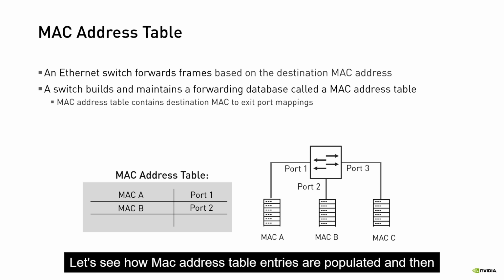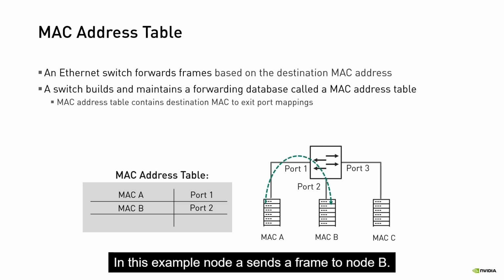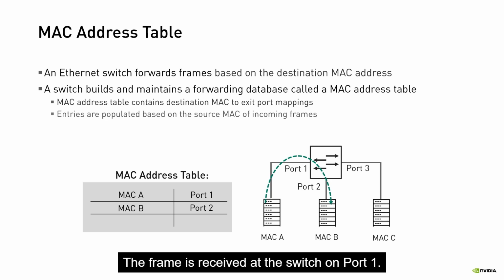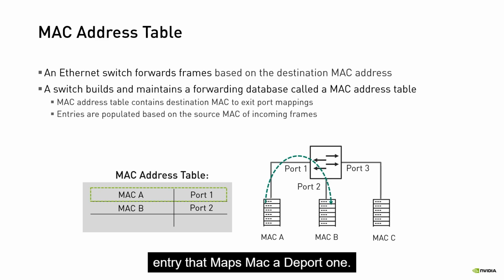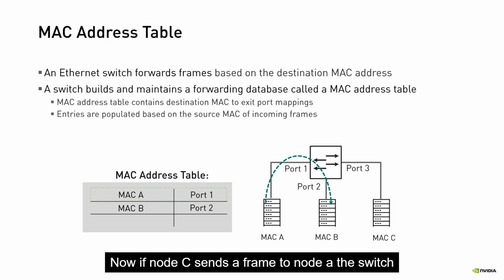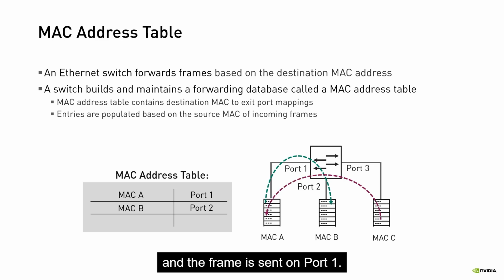Let's see how MAC address table entries are populated, and then how they are used by the switch to forward frames. In this example, node A sends a frame to node B. The frame is received at the switch on port 1. The switch looks at the source MAC address and adds an entry that maps MAC A to port 1. Now, if node C sends a frame to node A, the switch has a pre-learned entry for destination MAC A, and the frame is sent on port 1.